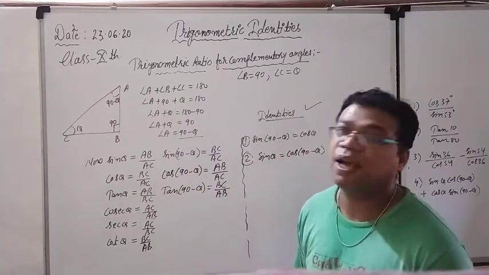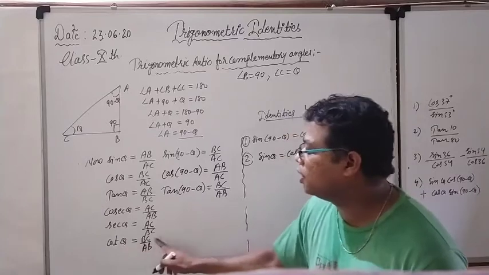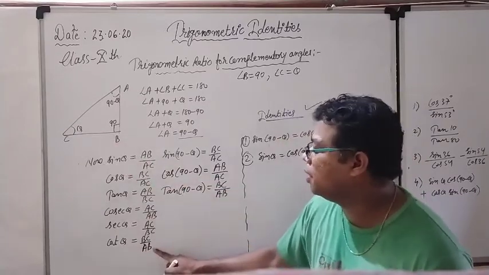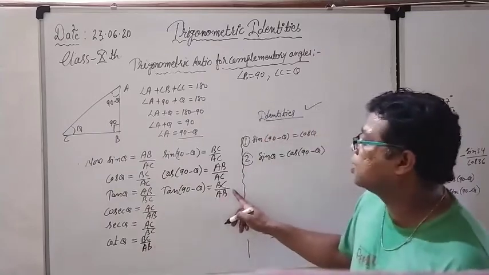I have written it wrongly, no problem. Here I have considered the hypotenuse. What is the cot theta? Cot theta is nothing, it is a base upon perpendicular. What is the base? BC upon perpendicular AB. So both these values are equal, you can see right now.